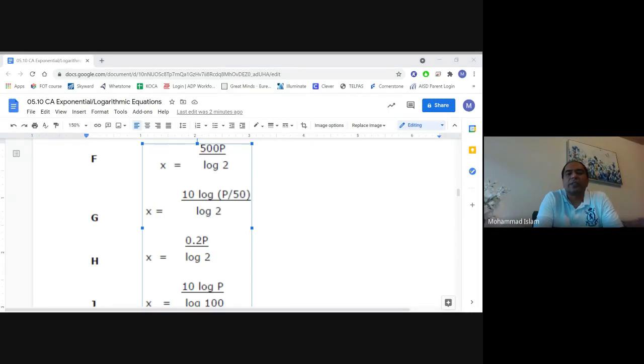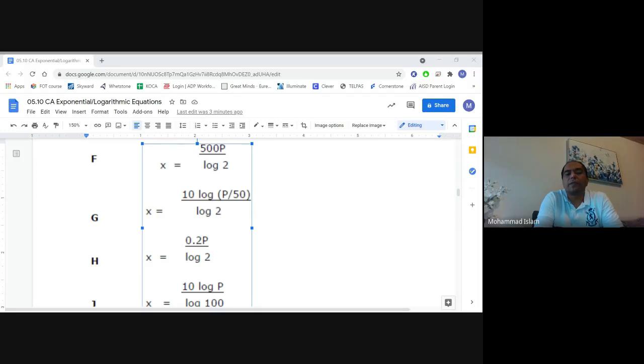Okay, so in this case, what we see is that 50, right? So that 50 we divide by on both sides. So we divide to get rid of this 50 from here. So when we do that, now we have only 2 exponent x over 10. So 2 exponent x over 10 is equal to p upon 50.